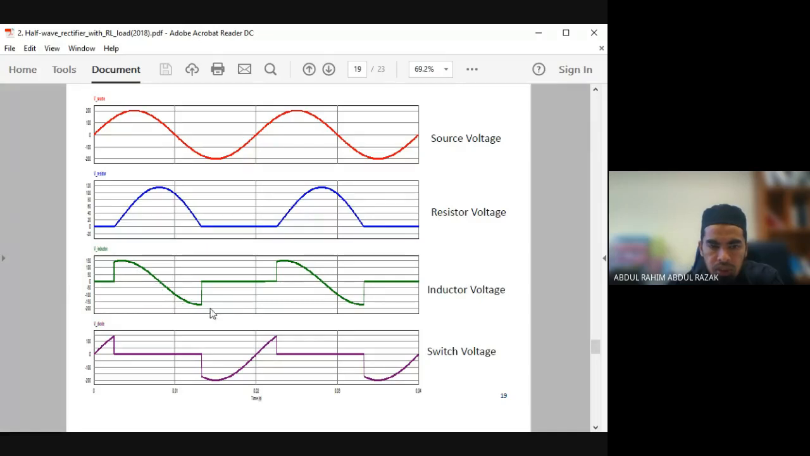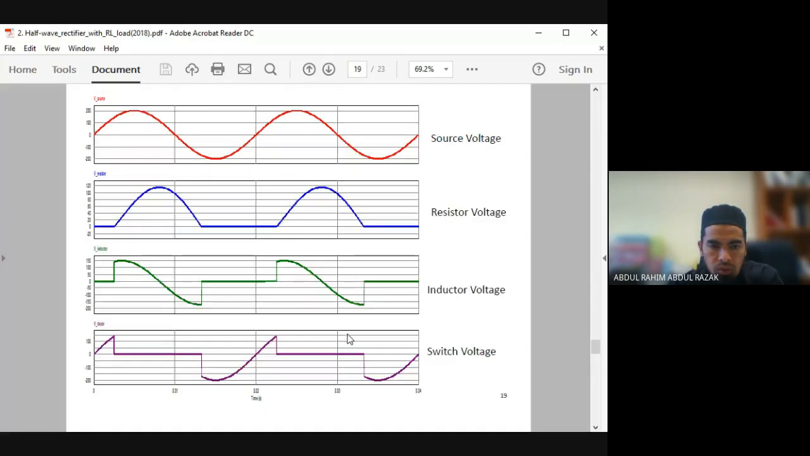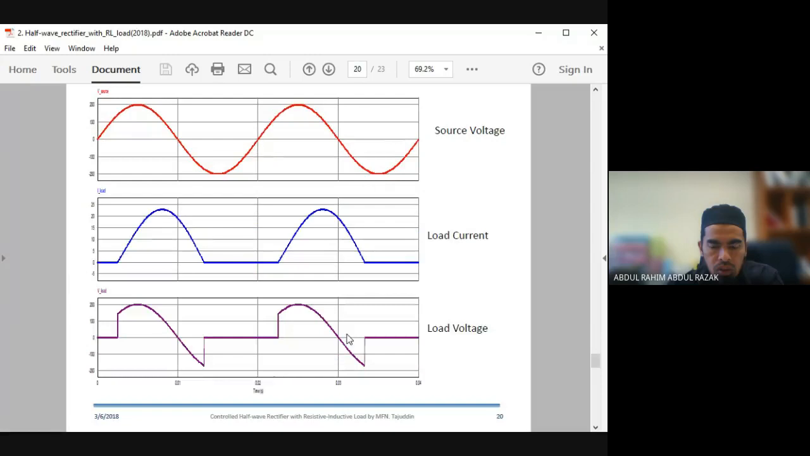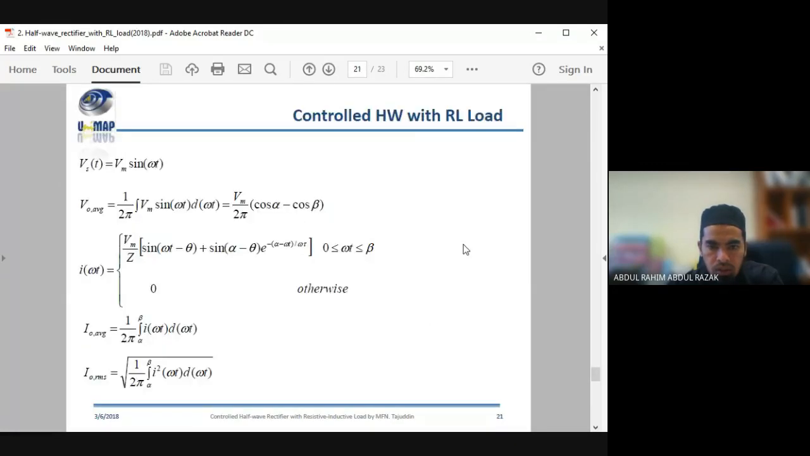So this is the inductor voltage, the resistor voltage, the inductor voltage. This is the switch voltage. If you probe at the switch, this is the pattern of voltage that you can see from the switch's point of view. So, load current and load voltage. The load voltage is the sum of your inductor voltage plus the resistor voltage.